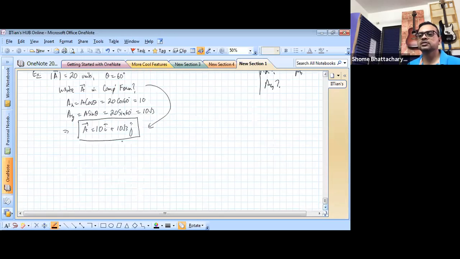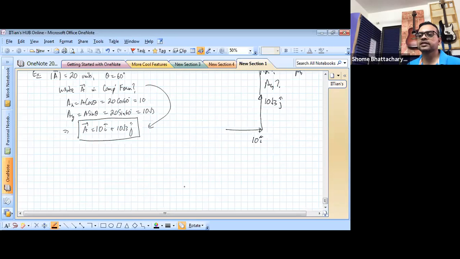Basically, how do we interpret this quantity now? 10 I cap plus 10 root 3 J cap. So what is 10 I cap? It's a vector like this. It's a vector whose direction is along the x-axis and its magnitude is 10, because I cap is a unit vector. What is 10 root 3 J cap? It's a vector like this. Its direction is along the positive y-axis and its magnitude is 10 root 3.